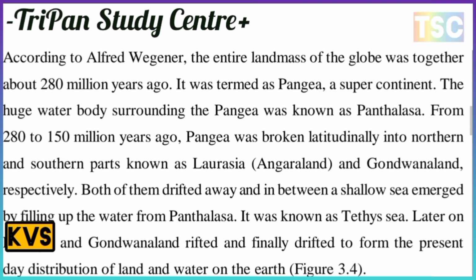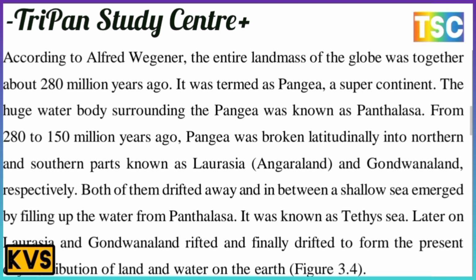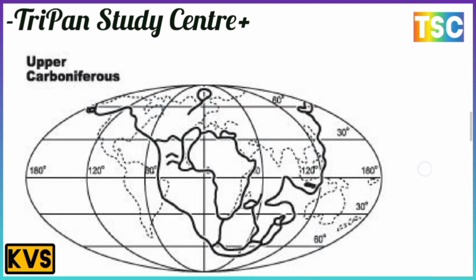The both of them drifted away to the Tethys Sea, as immersed by the waters from Panthalassa. It is known as the Tethys Sea. Later on, Laurasia and Gondwanaland drifted to form the present-day distribution of land and water on the earth. They are shown in this figure.